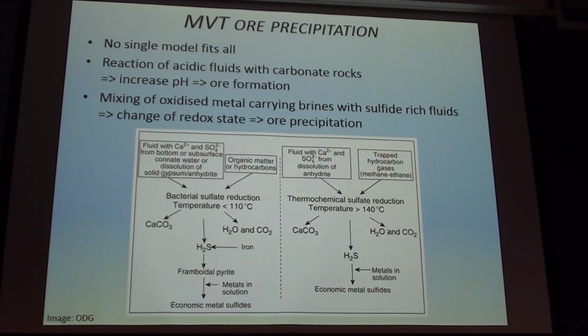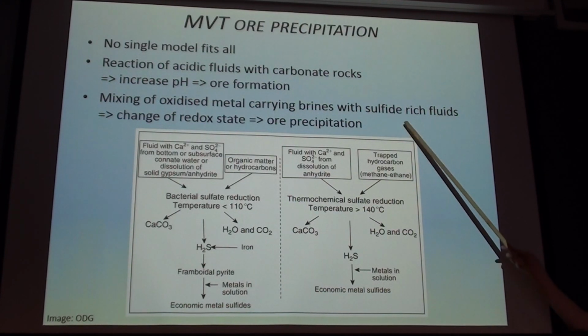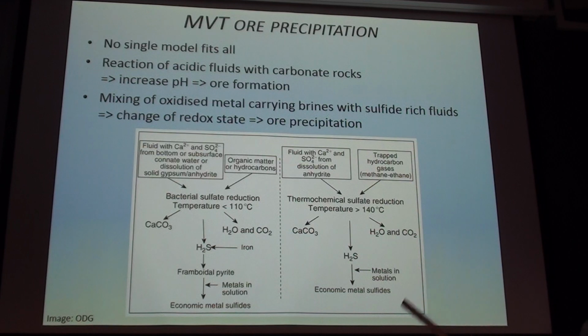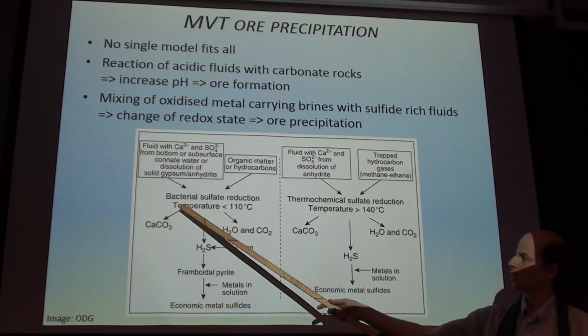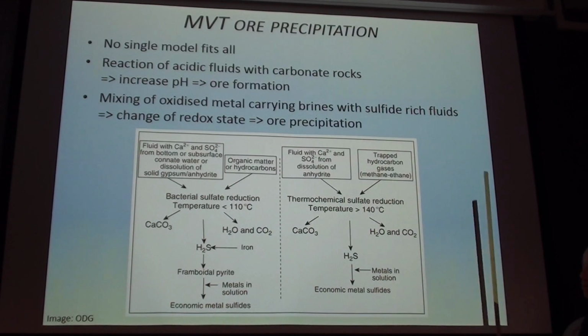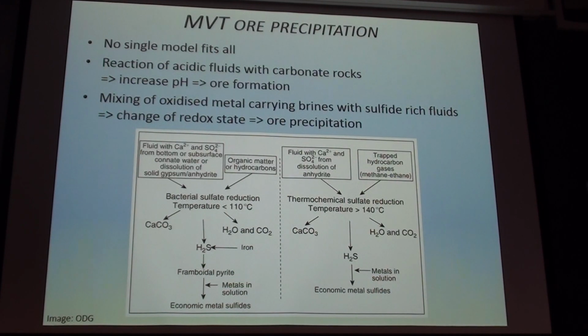But as always, no single model fits all. So we can have either the reaction of acidic fluids with carbonate rocks, which increases the pH and causes ore formation, or else we can basically have mixing of oxidized fluids with reduced fluids, which are sulfide rich. That changes the redox state either through bacterial sulfate reduction or thermochemical reduction, and will lead then to the precipitation of ore minerals.